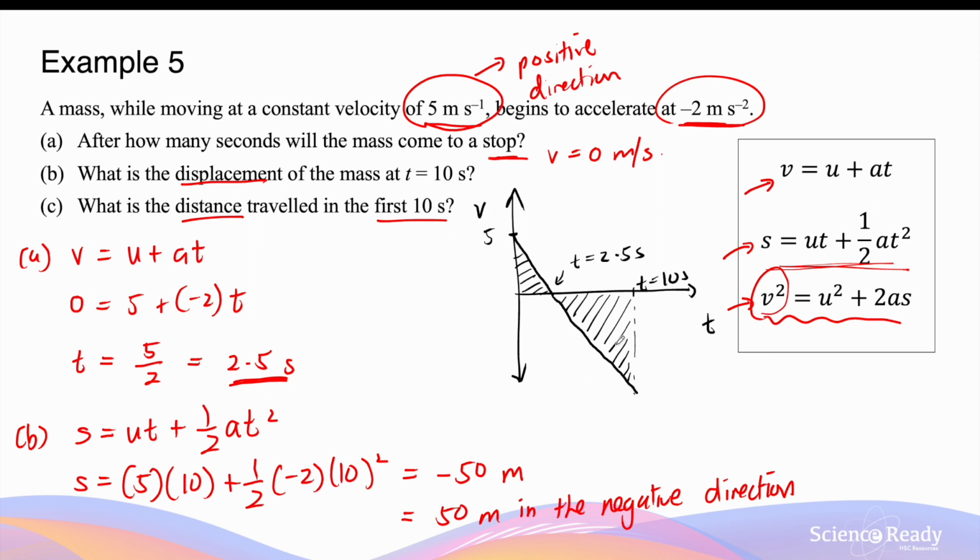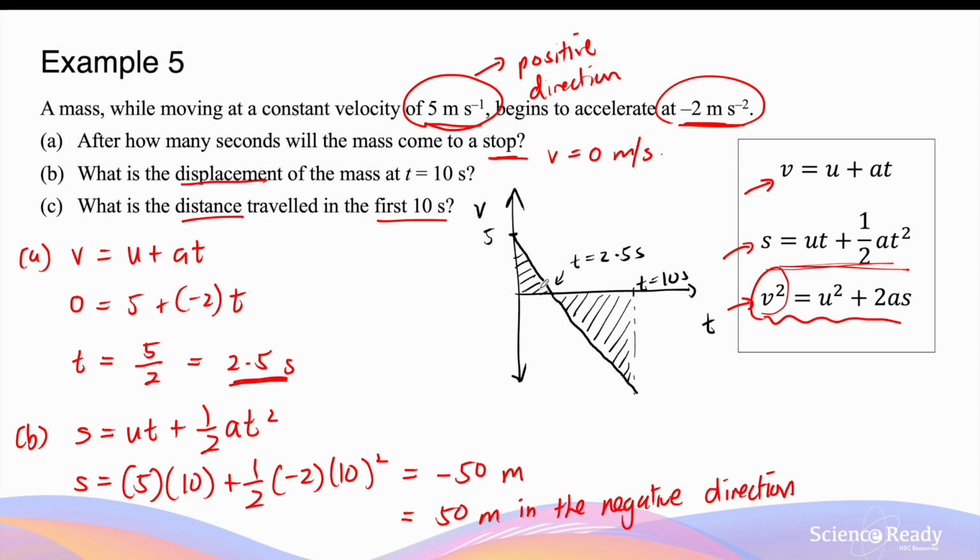So it's going backwards. Over this time, the distance will always increase, but the displacement will start to decrease at the 2.5 second mark because the mass has turned around. It's heading back to where it started from. So minus 50 meters, which is what we calculated, is actually not the distance. It's actually the position of the object from the beginning.